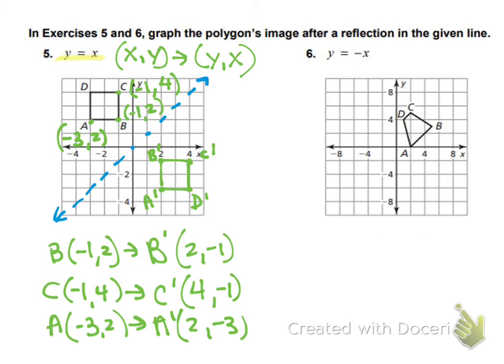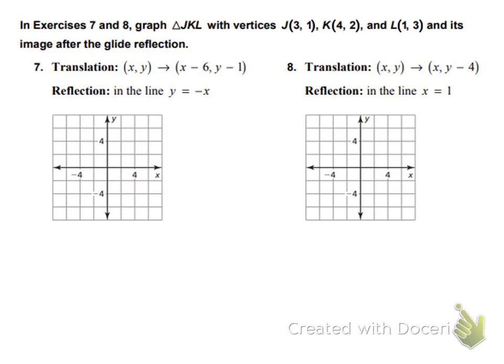Okay. We'll do number 6 before our quiz, but not today. We're going to do number 7 and then be done. So we're going to graph a triangle, and then we're going to translate it, and then reflect it. So how many triangles are we going to have? 3. So we're going to go ahead and graph the first one.